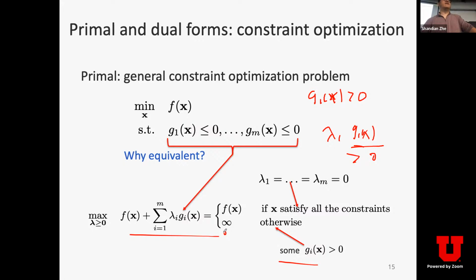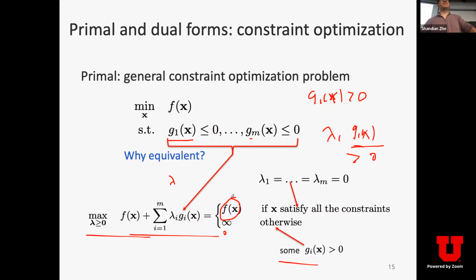Okay. On the other hand, if your x satisfies every constraint, that means every constraint function is negative or 0, right? Then to maximize your function, you should pick every lambda i value to be 0. Then your inner maximization will reduce to f(x) itself.